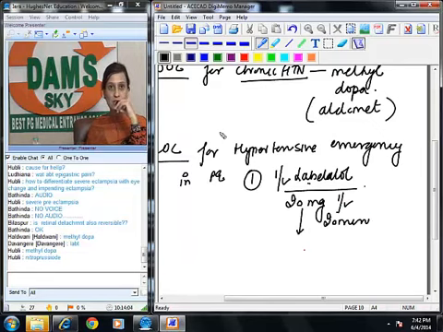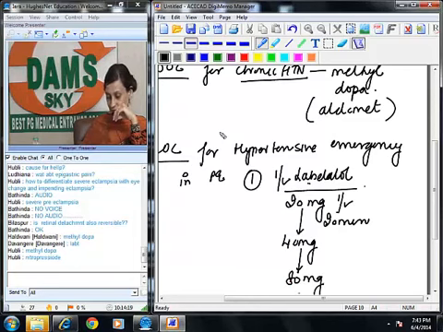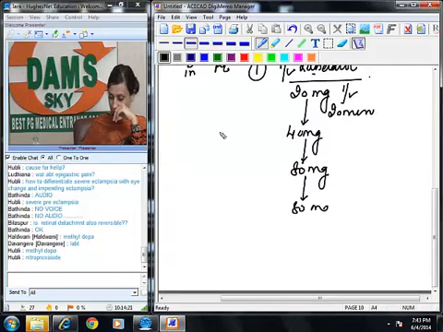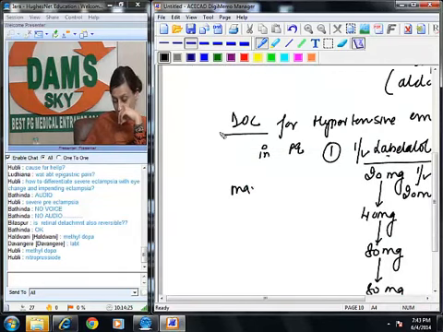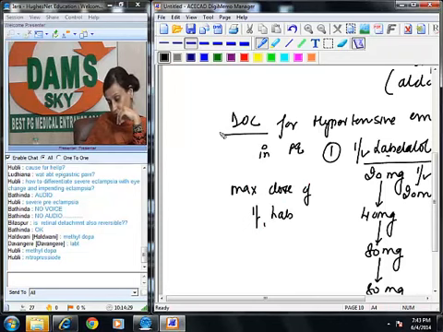We wait for 20 minutes and we again take the blood pressure. If the BP is still high, the next dose is 40 milligrams. Wait again for 20 minutes. If still high, the next dose is 80 milligrams and the next dose is still 80 milligrams. So by this, you are also asked, what is the maximum dose of IV labetalol?